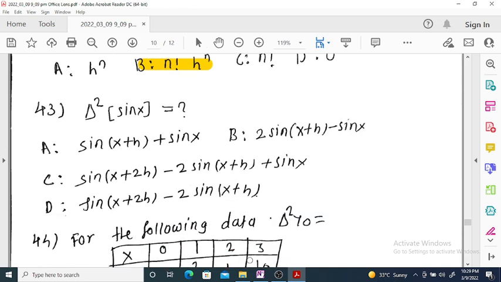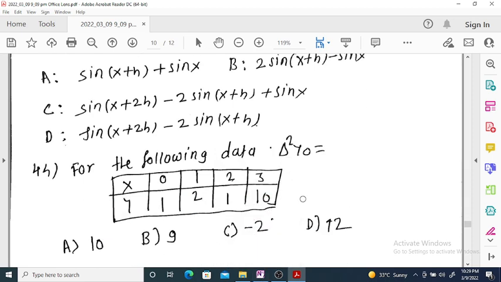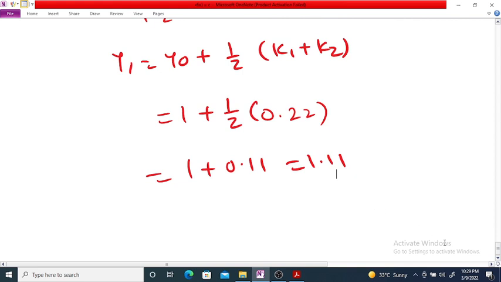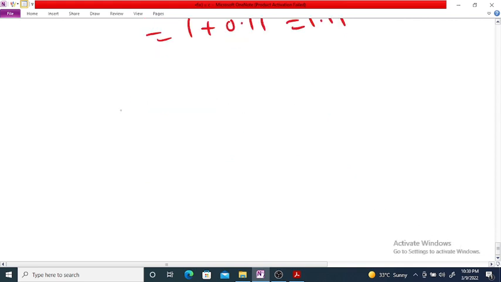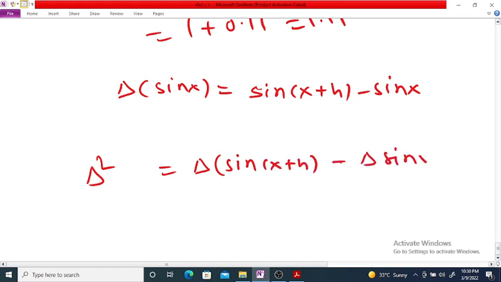Delta square sine x. Now here we determine the formula. Delta sine x is equal to f of x plus h minus f of x, that is sine of x plus h minus sine x. And again if we apply delta, then we get delta of sine of x plus h minus delta of sine x. So this is nothing but sine of x plus twice h minus sine of x plus h.